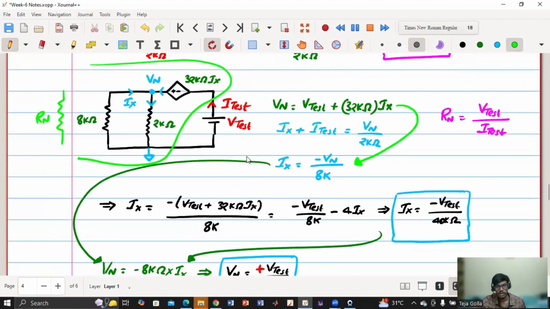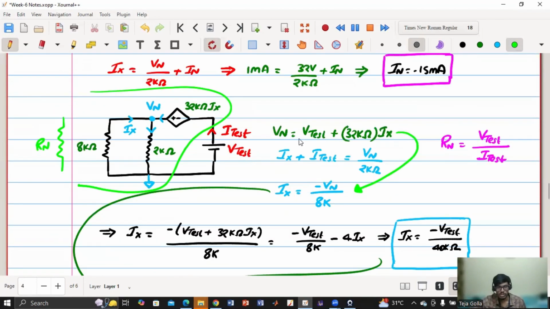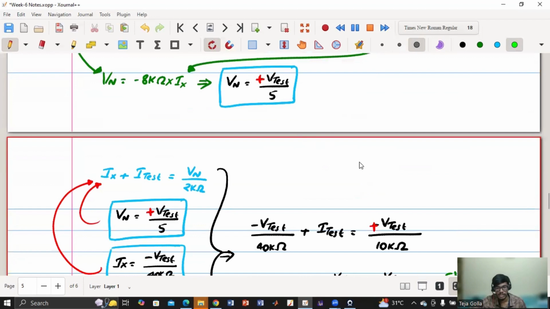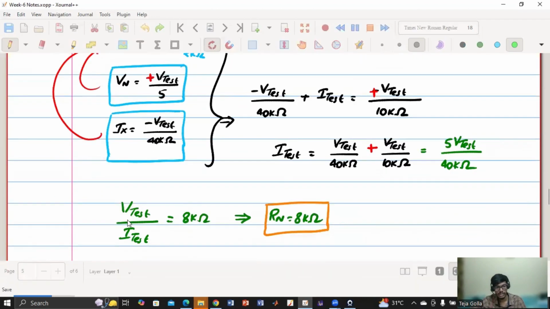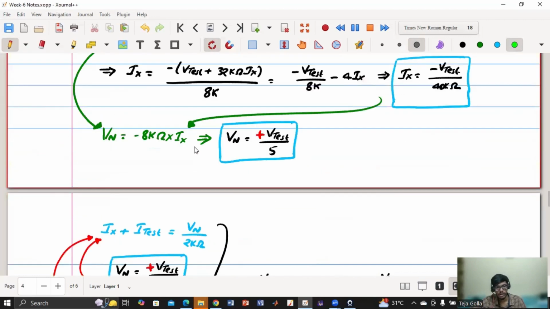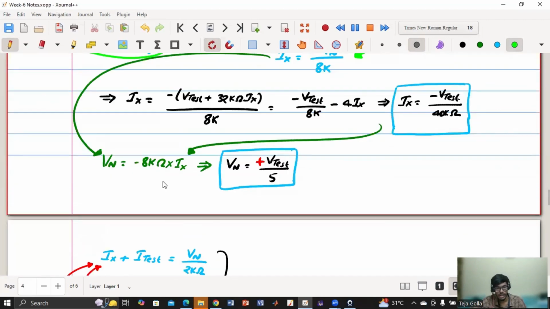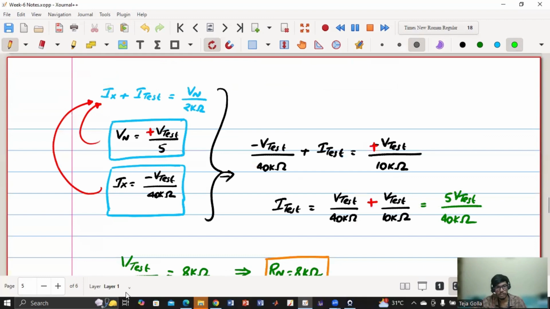So we have three equations, four unknowns. I need to convert that into a single equation with two unknowns. And they should be only I test and V test because I need V test by I test. So I have to eliminate Vn and Ix, which is exactly what I have done here. So is that part clear?